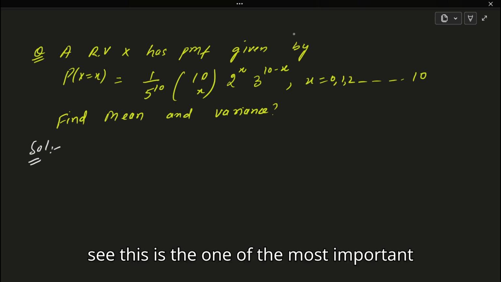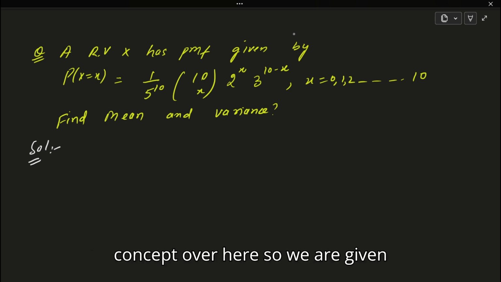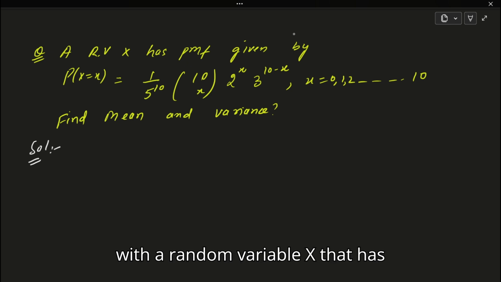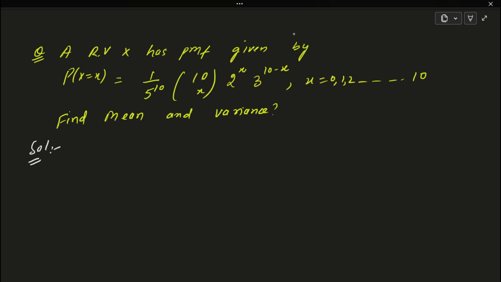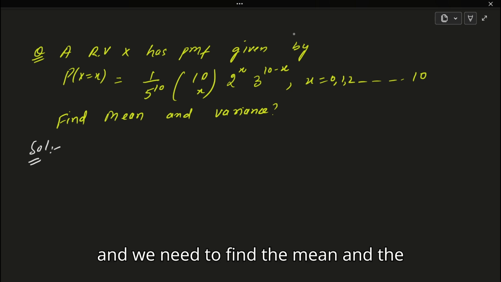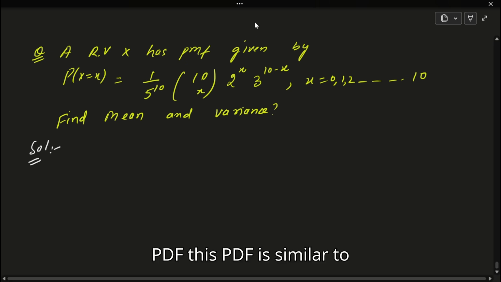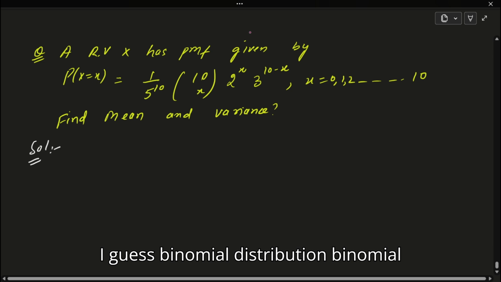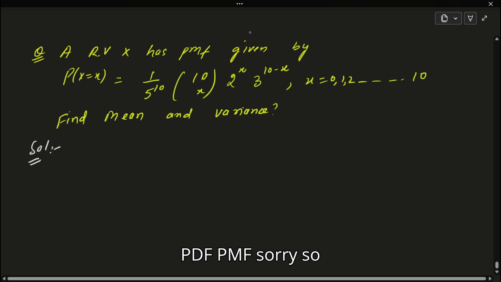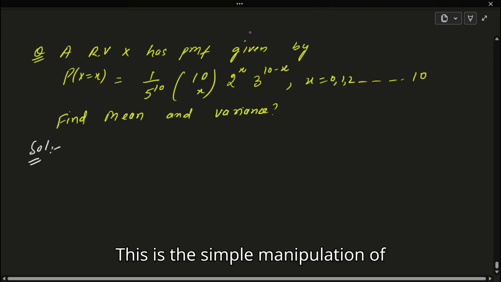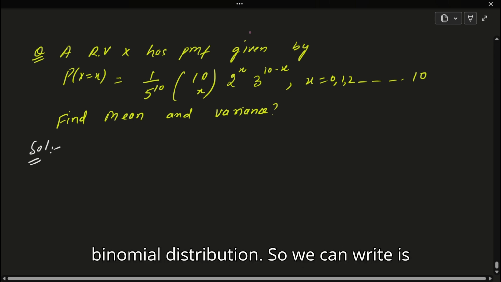This is one of the most important concepts. We are given a random variable x that has a PMF given by this, and we need to find the mean and the variance. Look at this PMF. It is similar to the binomial distribution, so this is a simple manipulation of the binomial distribution.